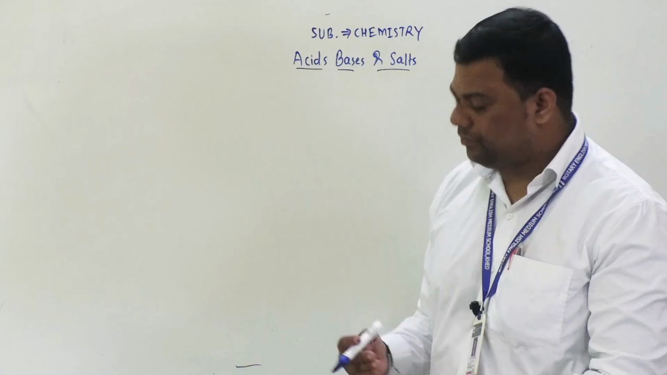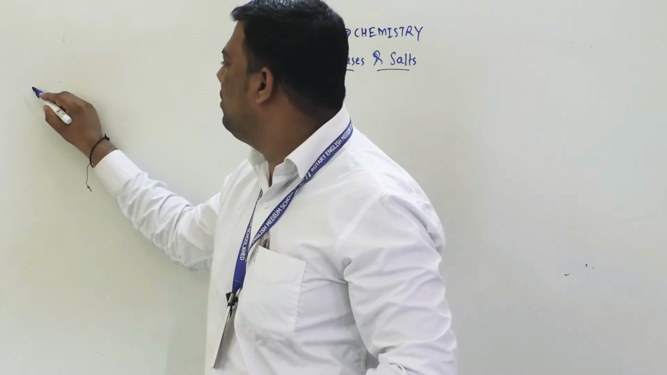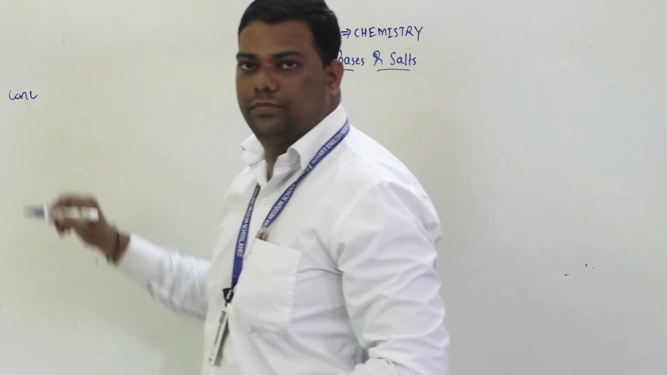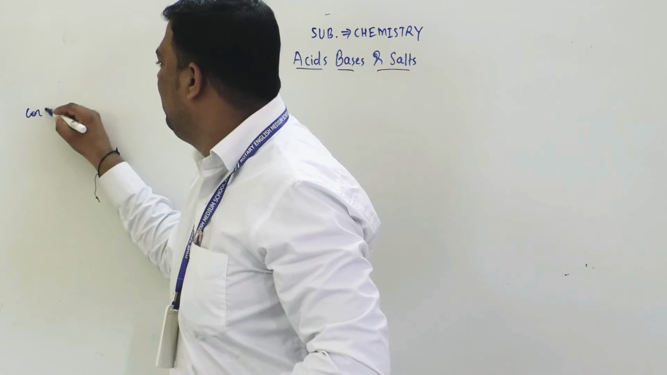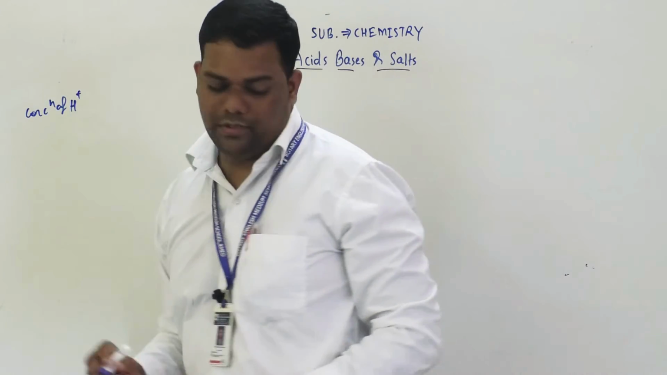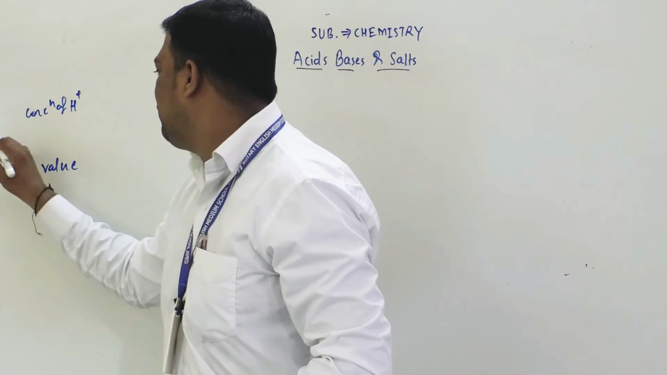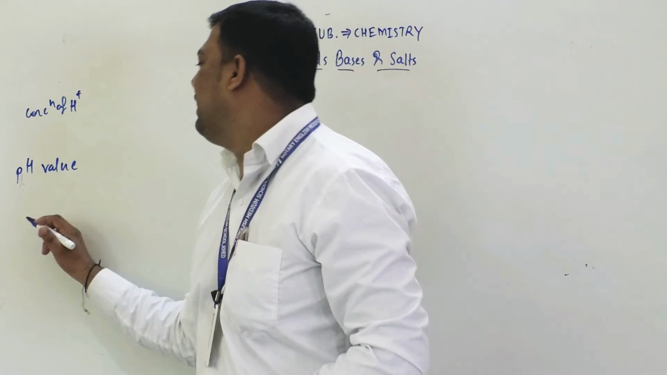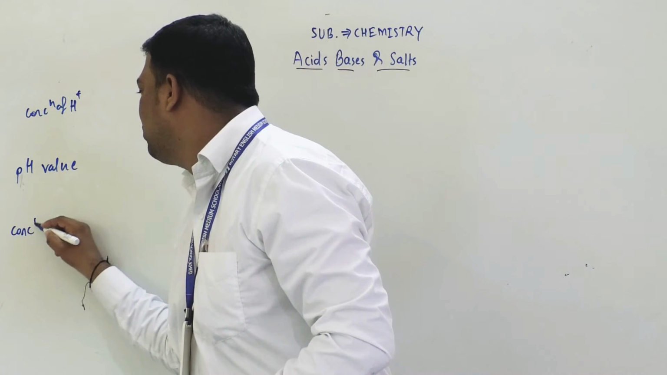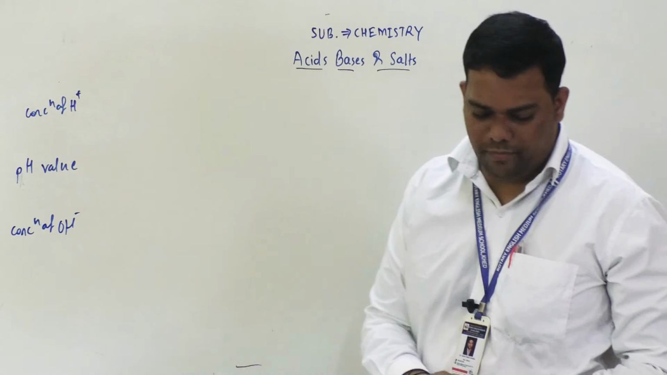Okay, suppose you are considering the pH scale, so we have to write here first: the concentration of H plus, the pH value, and the concentration of OH minus ion. Okay, so concentration of H plus ions.